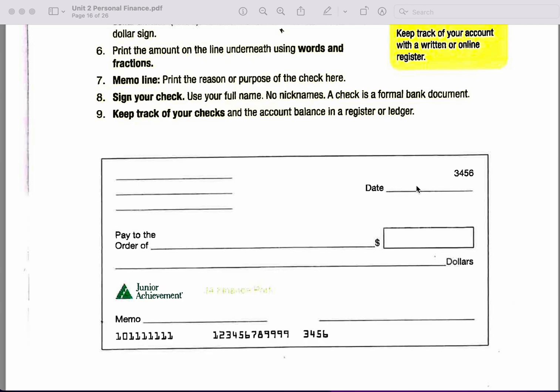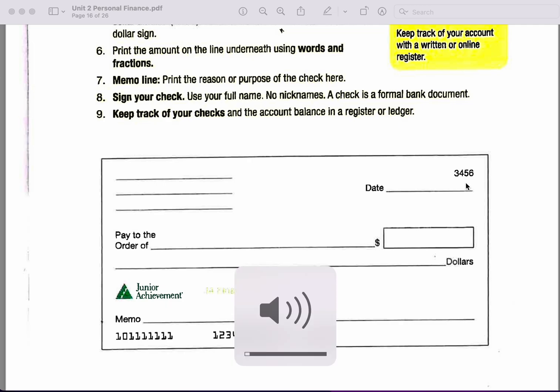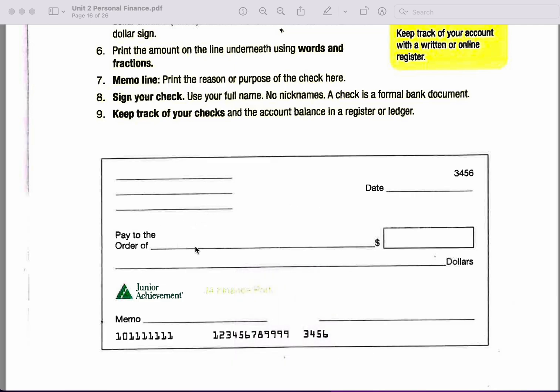Okay, next you'd be filling in your date. And today's date is October 17th, 2022. So we move on from that, and now you're going to be paying it to somebody. Let's say we're paying it to our credit card company, which happens to be Capital One. So you'd fill in Capital One here. And then let's say we're making a payment of $120 even. So what you'd write here is a 120.